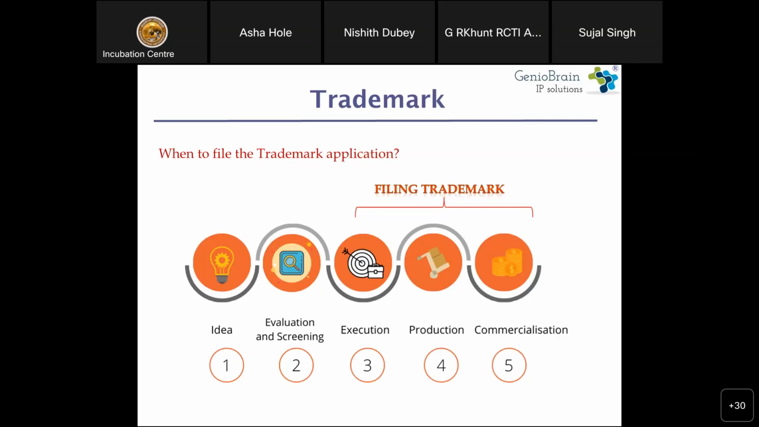And then you are going to commercialize it. At this stage, your trademark has to be filed. So usually we'll file it before going into the market. Once your product is ready, now you are going to do labeling on it.